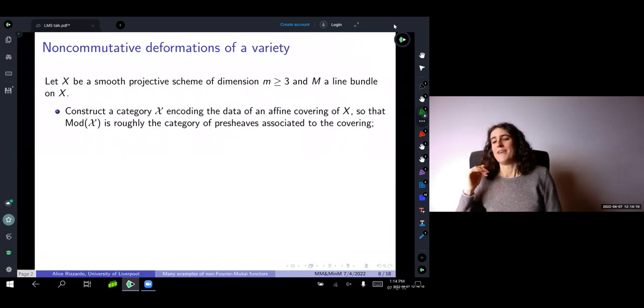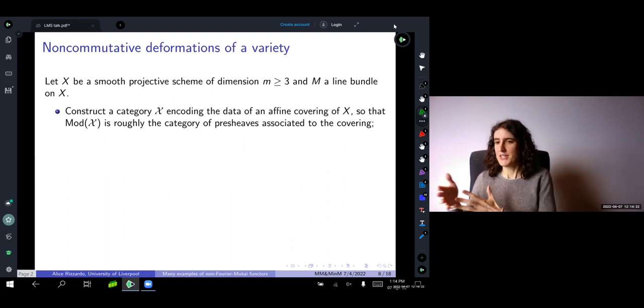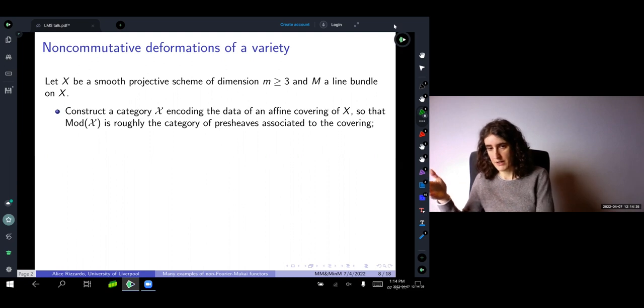Okay, so then the last step is going to be to do the same thing, except now we start with a variety rather than just a category. And so, of course, the game we want to play is start with a variety and associate a category to X and then deform the category in the same way that we've already done. The construction of the category is not particularly interesting and enlightening.